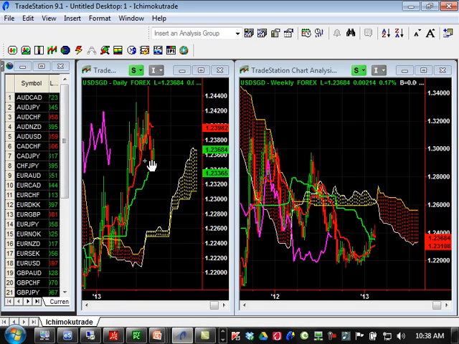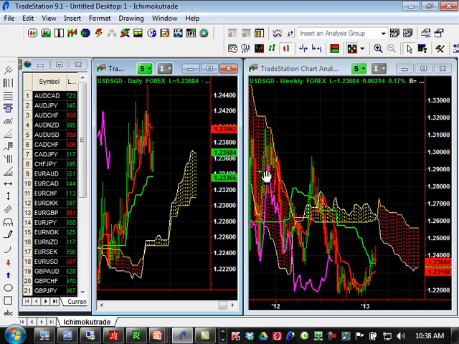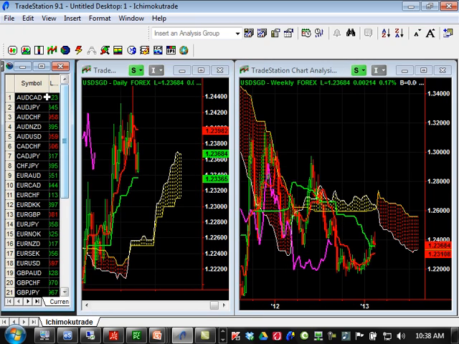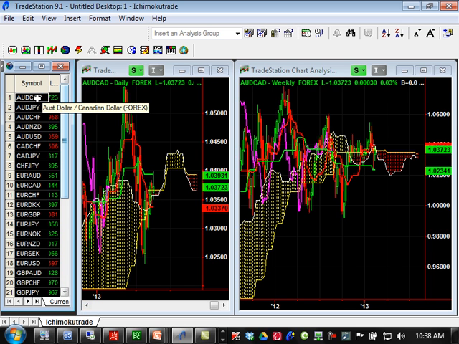Now we're going to go straight to TradeStation, and we're going to start looking at the currencies. Remember, on the left hand side is the daily time frame, right hand side is the weekly time frame. First currency we're looking at, Australian CAD.